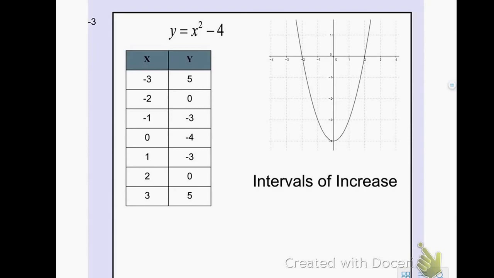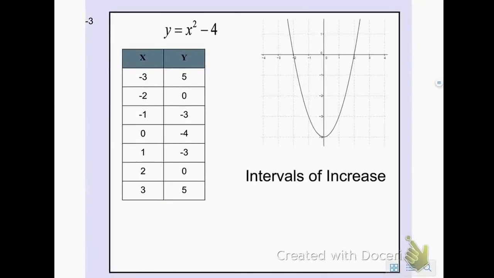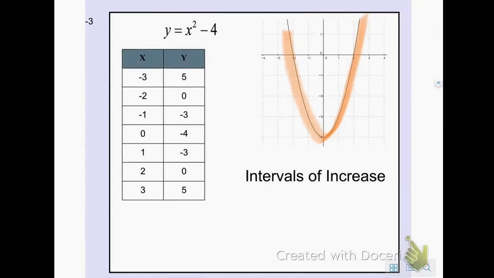All right, next we want to talk about the interval of increase. Now you read a graph from left to right just as you read a book. So if we read the graph from left to right, we notice this graph decreases. It reaches its lowest point and then it begins to increase. So our interval of increase would just be where the graph is increasing, which would be right there.